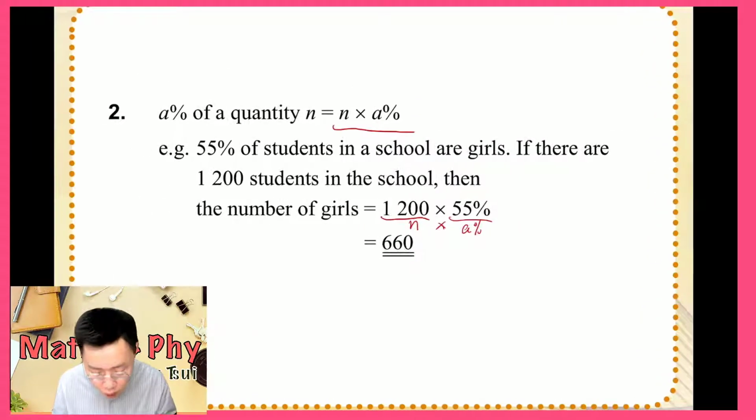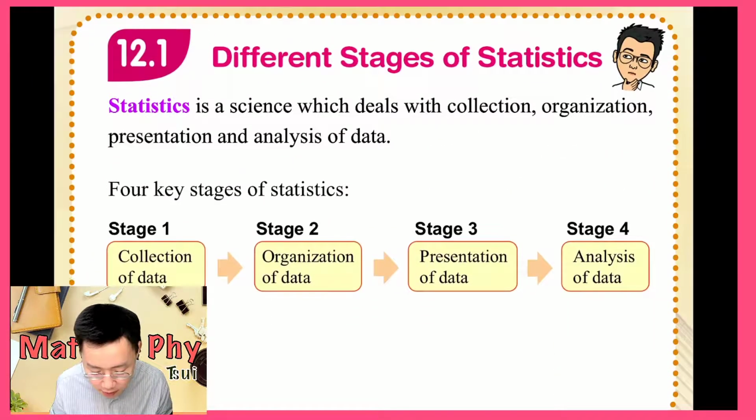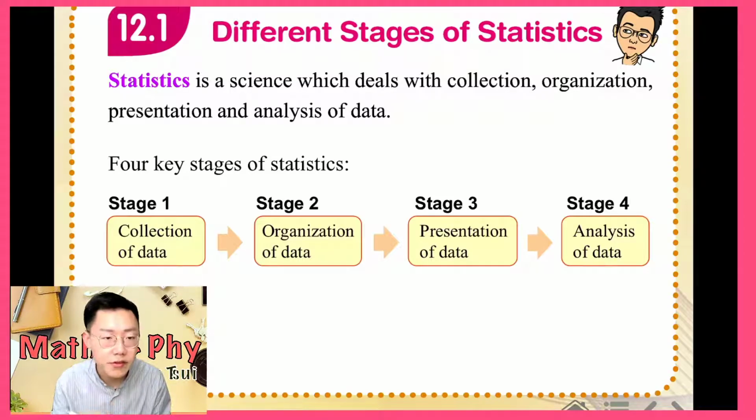The reason why I want to preview these concepts with you is that later on we may need to use some of them to learn new things. Now it's about the different stages of statistics. First of all, what is the meaning of statistics? Statistics is a science which deals with collection, organization, presentation, and analysis of data. Later I will give you one example and tell you the four stages behind it. First of all, it's about the collection of data.